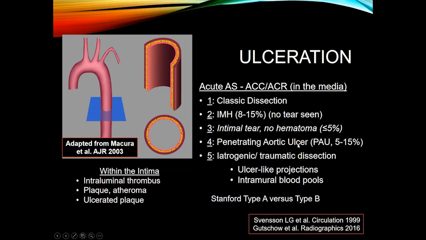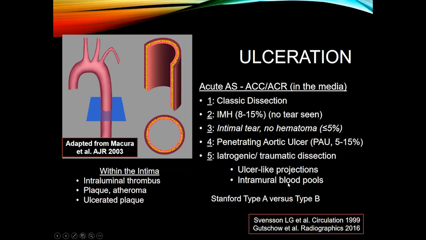Penetrating atherosclerotic ulcer, which is in older patients with atherosclerosis, clearly. These can actually lead eventually to dissections and aneurysms. Then there's the traumatic dissection. In the setting of intramural hematoma, later you may see ulcer-like projections, and this actually has a poorer prognosis.